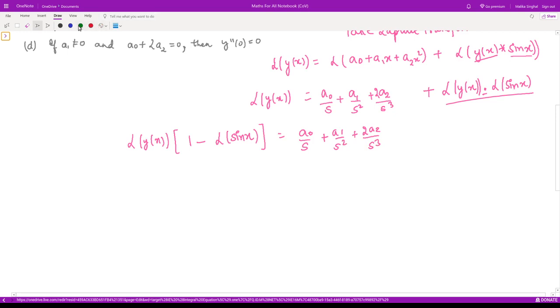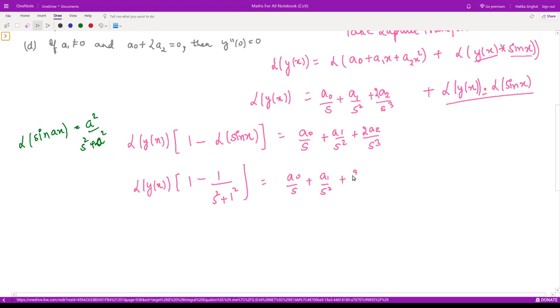The Laplace of sine of ax is simply equal to a divided by s square plus a square, right? What is a here? It is equal to 1. So it would become Laplace of y of x multiplied by 1 minus 1 square, that would be 1, s square plus 1 square, right? That is equal to a naught by s plus a1 by s square plus 2a2 by s cube, right?